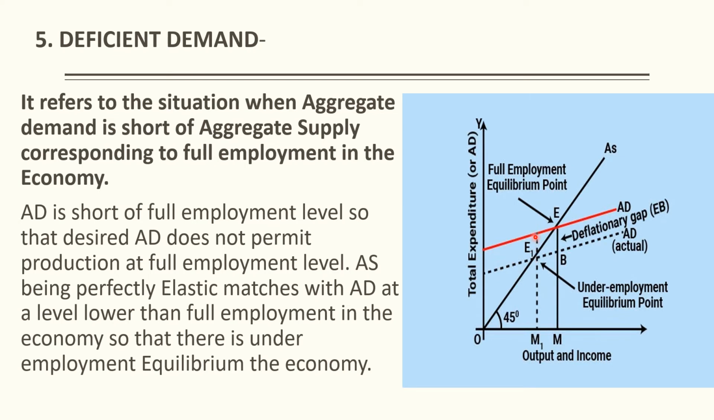So you have aggregate demand being less than aggregate supply related to this particular level, that is the level of full employment of resources. So since aggregate demand is less than aggregate supply corresponding to the level of full employment, it is here, which is less than full employment. Therefore, we say that there is deficient demand. And when there is deficient demand, there will be lower prices, which we call deflation.